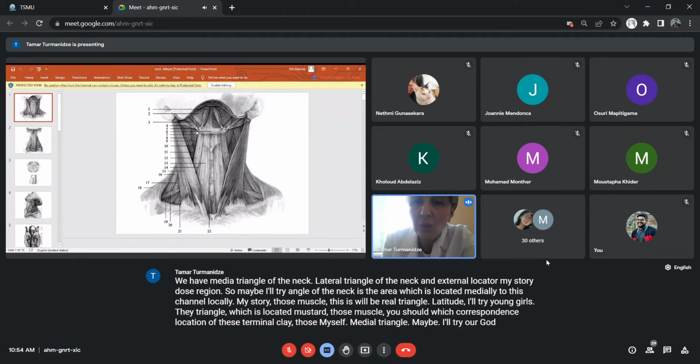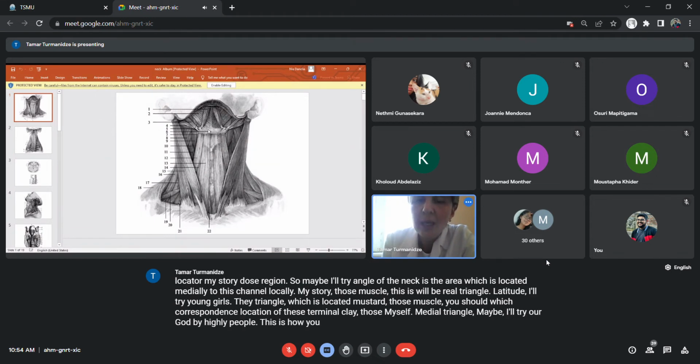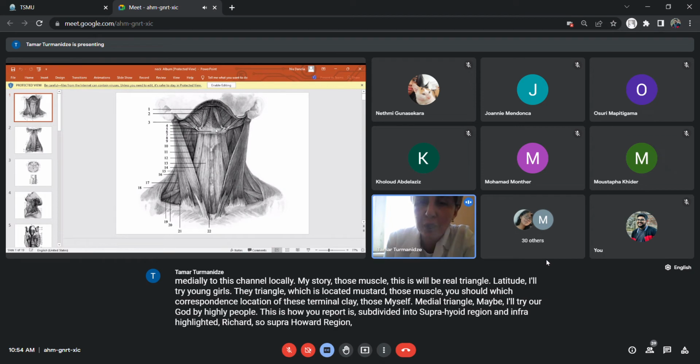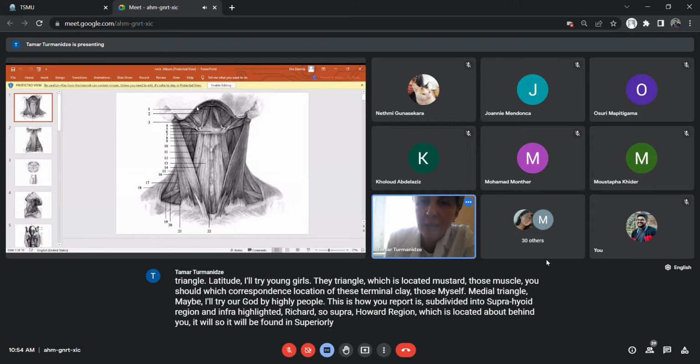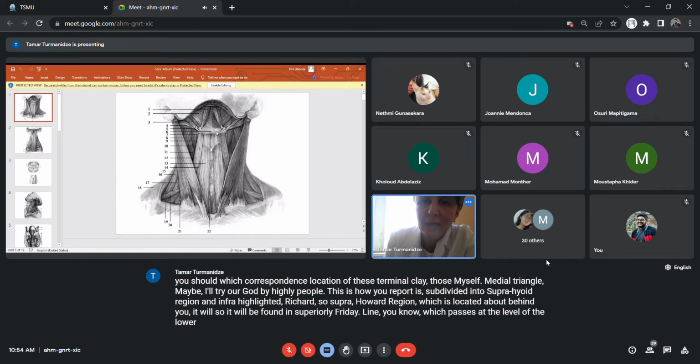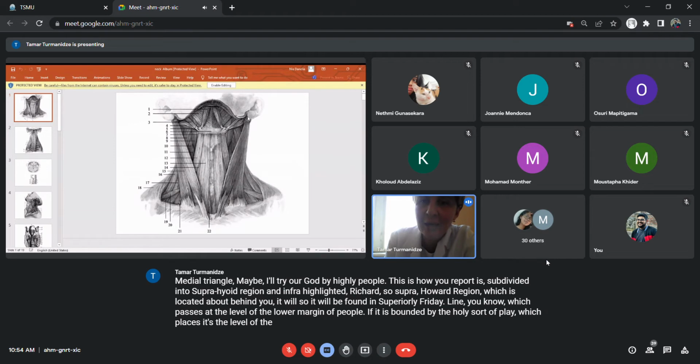by the hyoid bone, this is hyoid bone, is subdivided into suprahyoid region and infrahyoid region. So suprahyoid region, which is located above the hyoid bone, will be bounded superiorly by the line which passes at the level of the lower margin of the mandible. Inferiorly, it is bounded by the horizontal plane which passes at the level of the hyoid bone, and laterally, it will be bounded by anterior borders of sternocleidomastoid muscle.